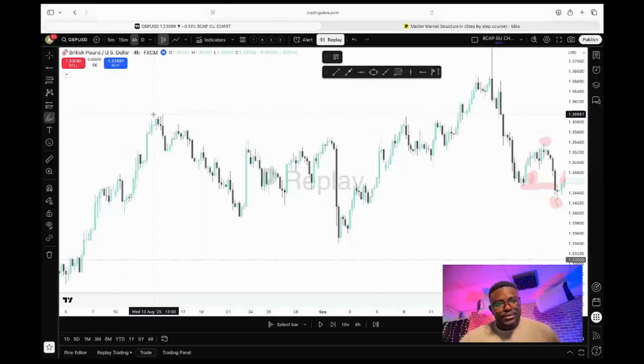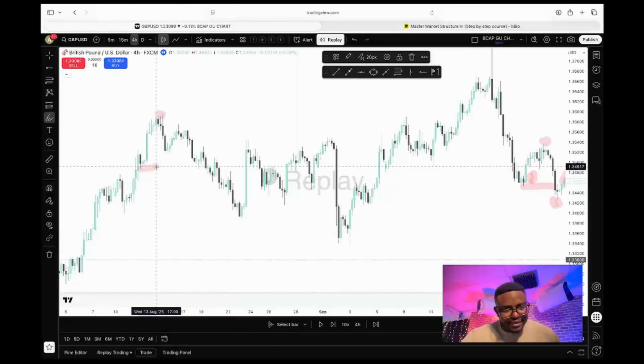Okay, cool. So this is a high, and this right here is a bearish market structure shift. This is a low, and this is a break of structure. So if we start from here, we have a liquidity sweep right here, and we have a break of structure.